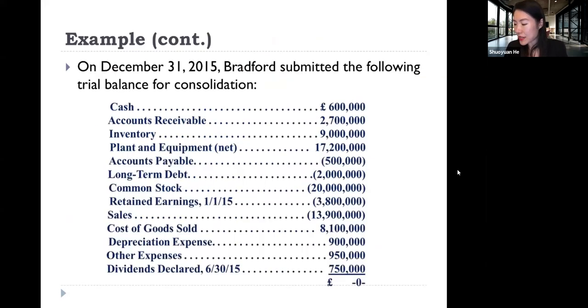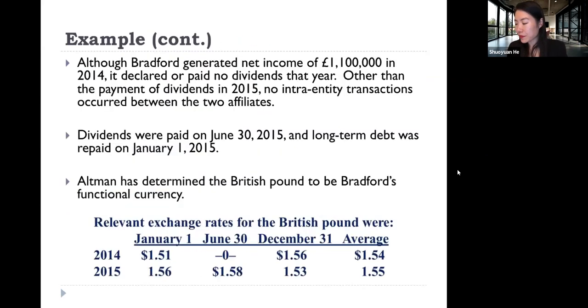And then this is 2 years later, on December 31st, 2015, we have the firm's trial balance. And also we know that the firm generated net income of 1.1 million Great British pounds in 2014, declared and paid no dividend, and there is no inter-entity transaction. However, the next year, in 2015, the firm paid out a dividend. And then we also know the relevant exchange rates. Okay, so this is what we know.